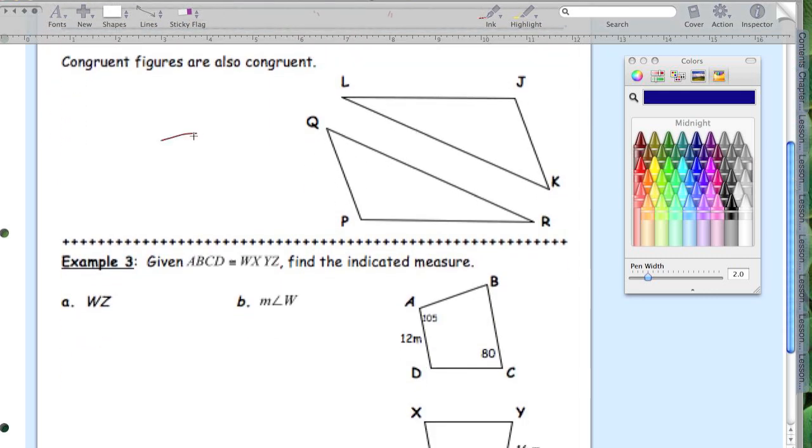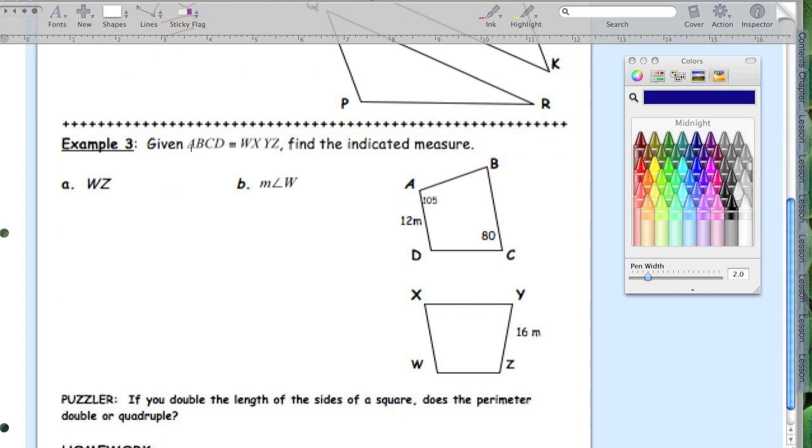These two figures are congruent. The symbol we would use would be this. And here they're telling us, in example 3, moving down just a little, ABCD, and they have the symbol here, the equal with the squiggle, is congruent to WXYZ. So we want to find WZ down here. We don't know it, but we can find what's corresponding. So WZ are the first and last, A and D are the first and last. AD is 12, and since they're congruent, WZ must also be 12. Congruent's exactly the same, and they look the same.